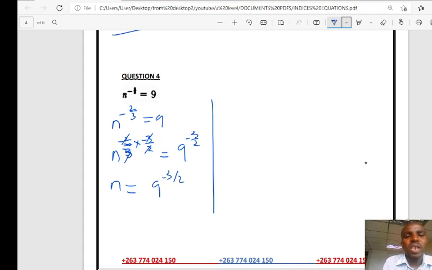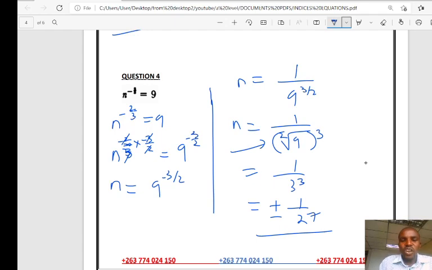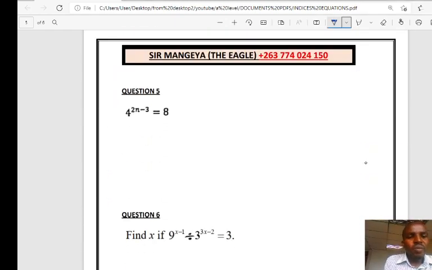Then simplifying this one, applying laws of indices, n is equal to 1 over the same number to the positive power. Then n is equal to 1 over the square root of 9 to the power 3. The square root of 9 is 3, to the power 3, which is 27, so 1 over 27. Then the square root of a number is plus or minus. So you write plus or minus 1 over 27. Done.